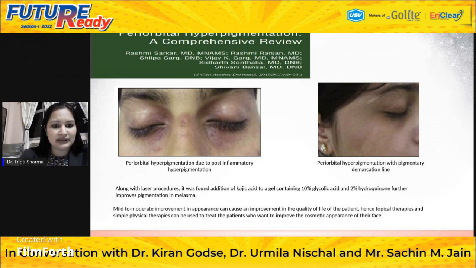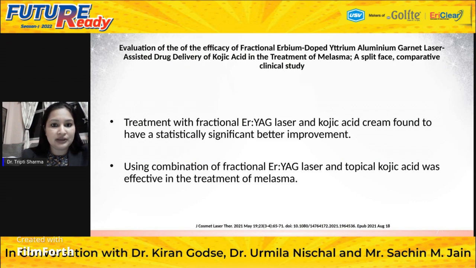So it has been seen that using the product along with the laser procedure, it has been found that addition of kojic acid to the gel containing the glycolic acid and hydroquinone further improves the pigmentation of the melasma. So coming to the next, that is treatment with fractional lasers. Kojic acid creams found to have statistically significant better improvements, and using the combination with the lasers and topical kojic acid was effective in the treatment of melasma.